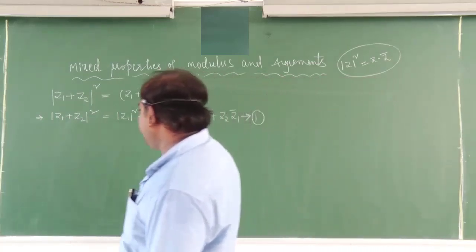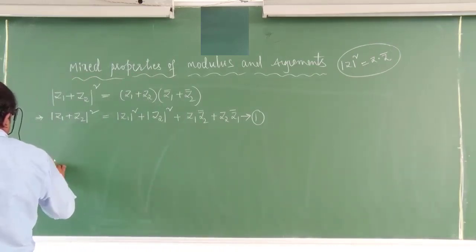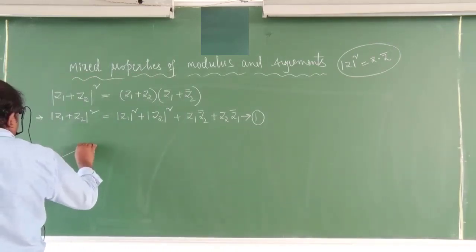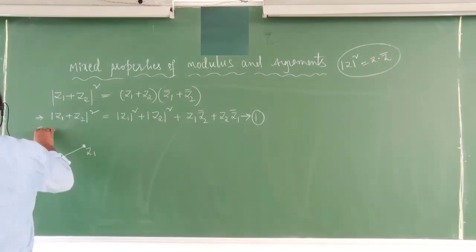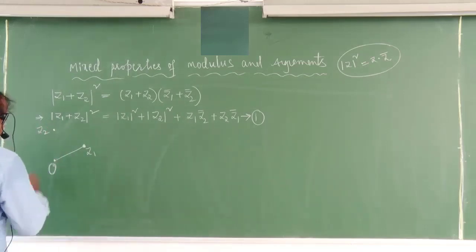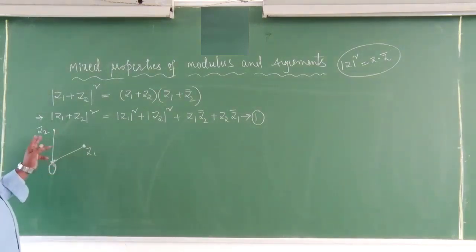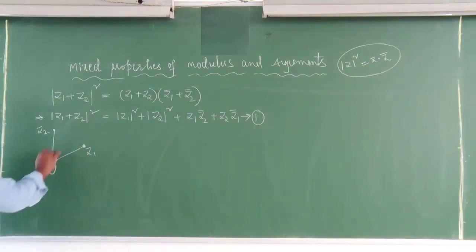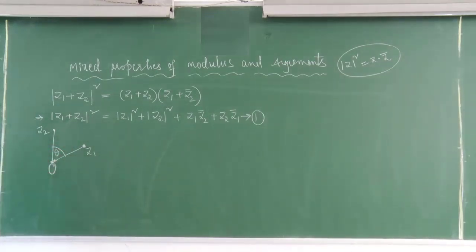Next, for example, let this be O. Somewhere here the point is Z1. Let this be the point Z2, in the complex plane. Let this be Z1 and let this be Z2. Let this be the angle theta.